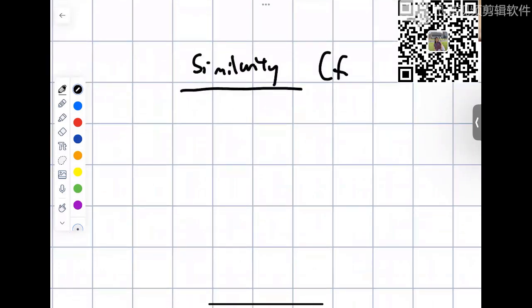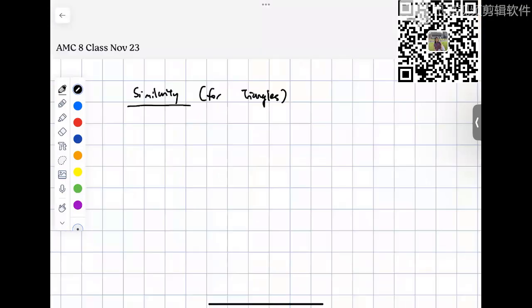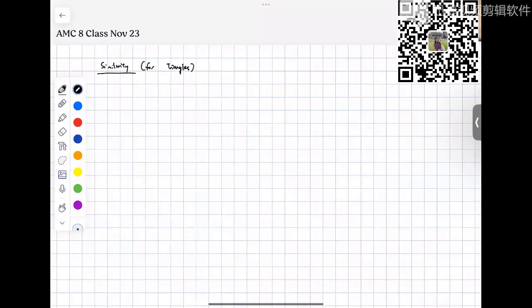And this is going to be for triangles. So does anyone know what similarity already means? Or do you want me to walk through it?